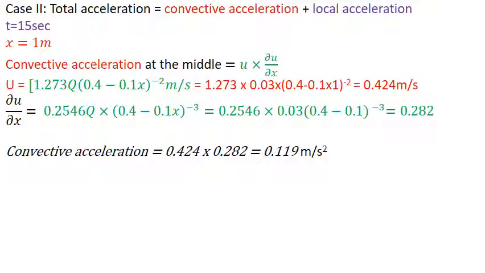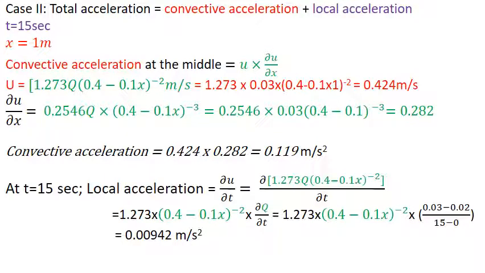Now we have to find out the local acceleration, which is the change in velocity with respect to time. At t equal to 15 seconds, the local acceleration is given by dou U by dou t. So we already know the equation of U, which is 1.273 Q into (0.4 minus 0.1 into X) the whole raised to minus 2. Here, you know the value of X, which is 1 meter at the midpoint of the pipe, and Q, that is discharge, is changing with respect to time. So you have to account for that.